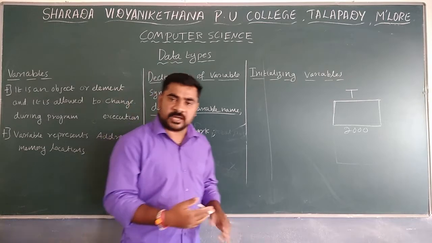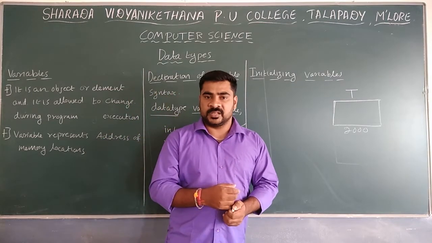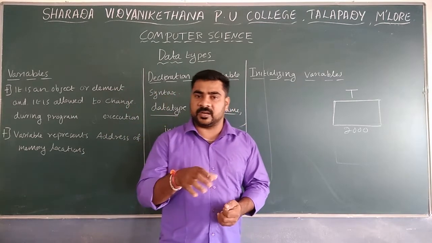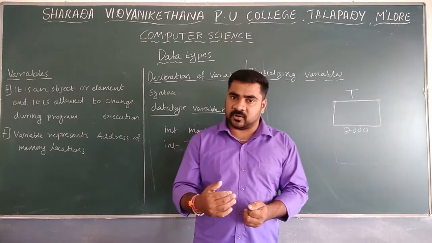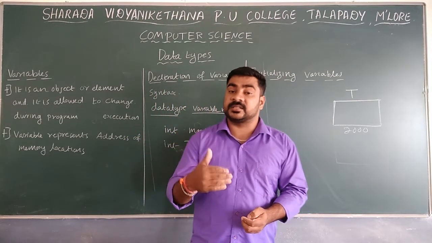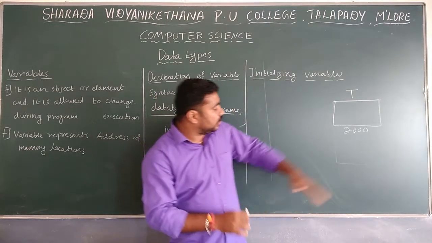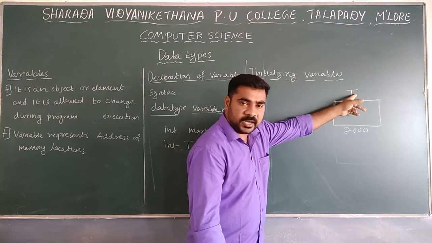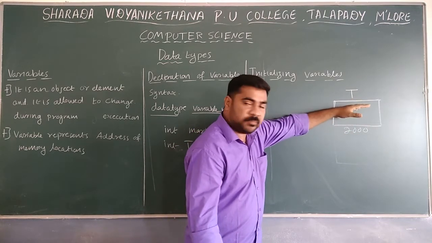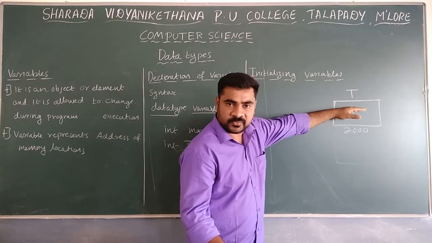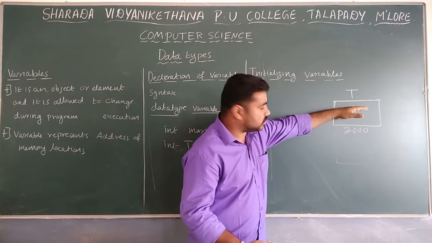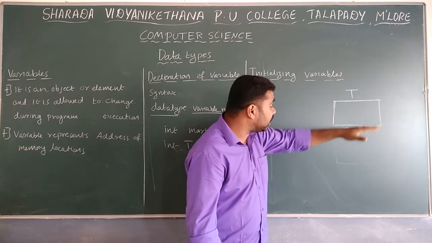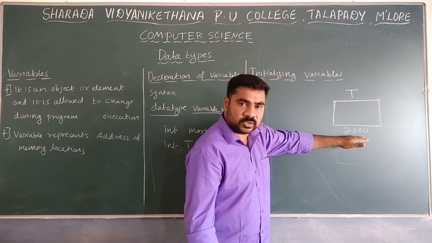For example, it is not 2000; it is based on the system. The system will assign some address to the particular memory locations. Each memory location contains its own address. So here, take this example: an integer variable t is created. It will create a memory space to store some data. We are not assigning any data here. To store some data, one memory space will be created, and it is stored at address 2000.